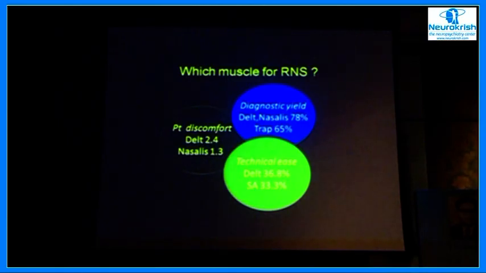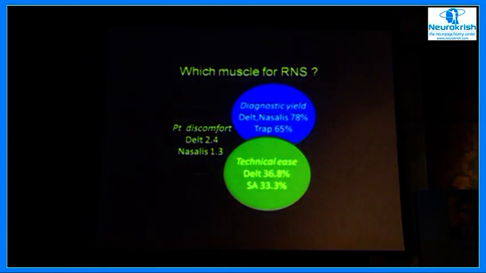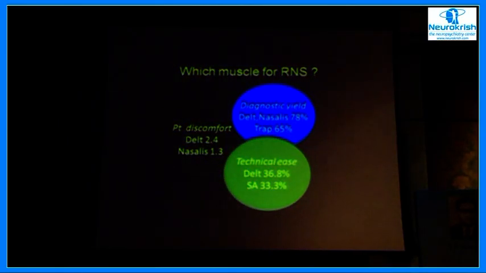Now, when we are doing the RNS study, I have told you that we can do it in the ADM, in the supraspinatus, in the deltoid, facial, nasalis, and so on. Which muscle to choose? When you choose a muscle, one has to be careful that you are able to perform the test nicely, the patient is able to accept it, and you are getting a good yield. If all three are happening, then that is the best way. That is what we look for.